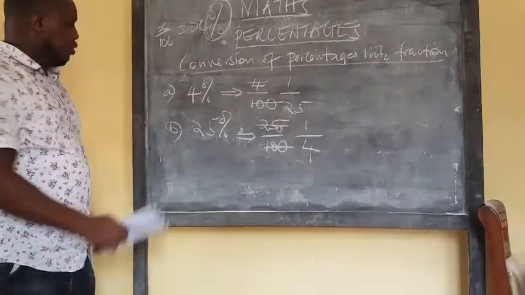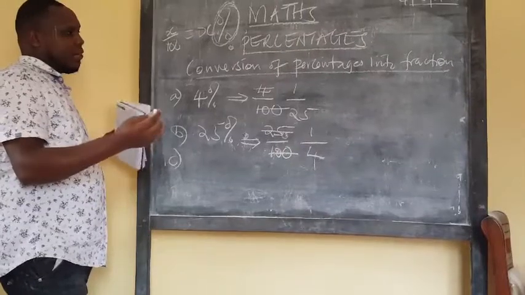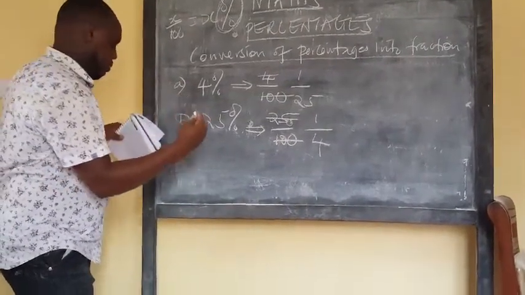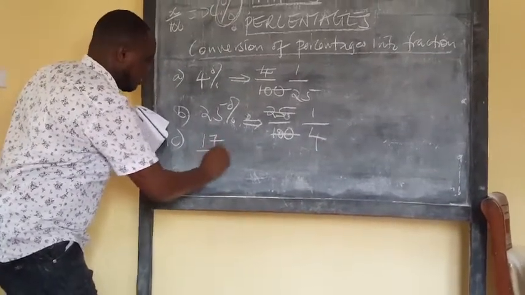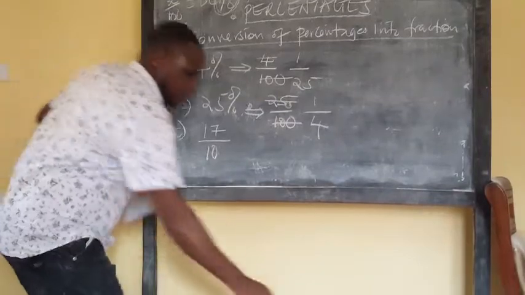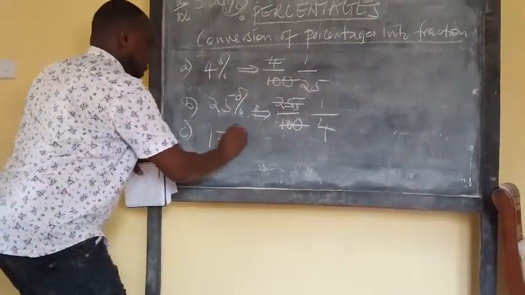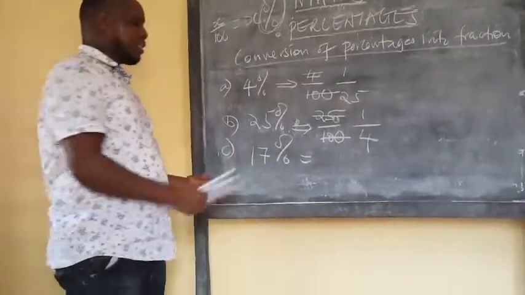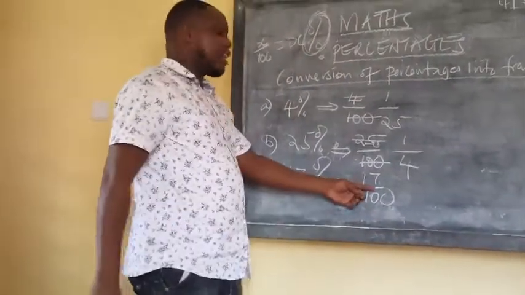Let's take another example. Let's say 17%. 17%, this simply means 17 over 100. If you look at this, it is already a fraction.